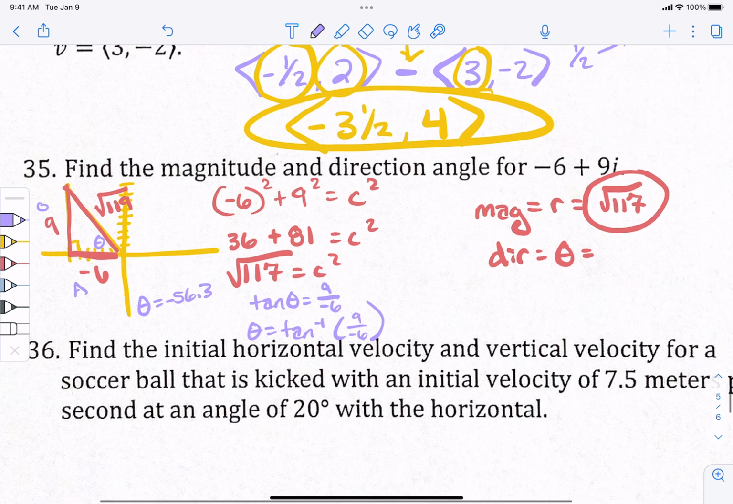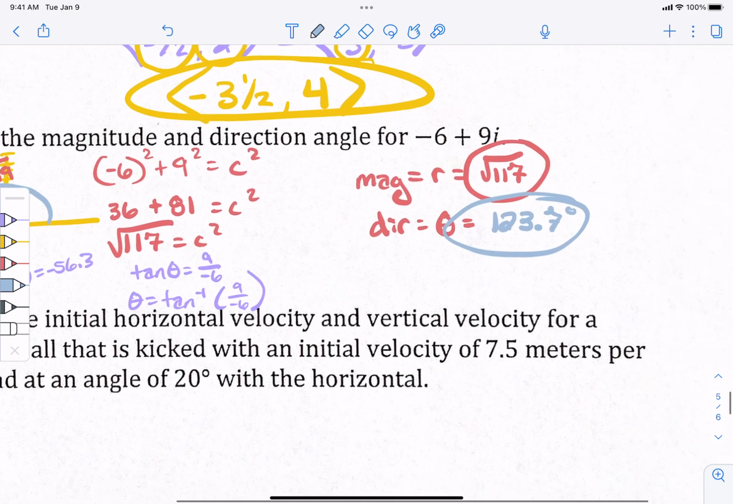except that's not my direction. My direction actually goes from here to here, right? So if this is 56.3 degrees, that's 56.3 degrees shy of 180. So I'm going to subtract that from 180 and I get something more along the lines of 123.7 degrees.